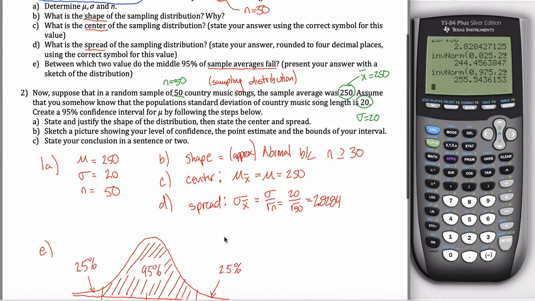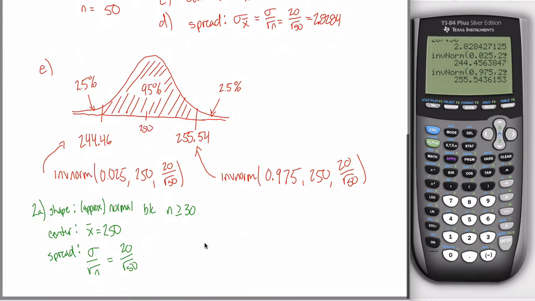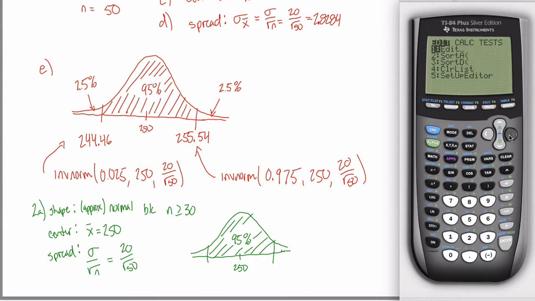Sketch a picture showing your level of confidence, the point estimate, and the bounds of your interval. That's exactly what I asked you to do on the quiz. So here's your picture. You want a 95% confidence interval. It states that in the problem. So you want the area in the middle to be 95%. Just like it was up there. Your point estimate is the center of your confidence interval, which is always equal to x bar, which is 250. That's the same number that my center was up here. And my spread is 20 divided by the square root of 50. I can find the values that go here and here using the z interval function in my calculator.